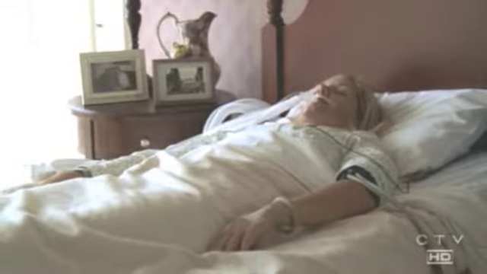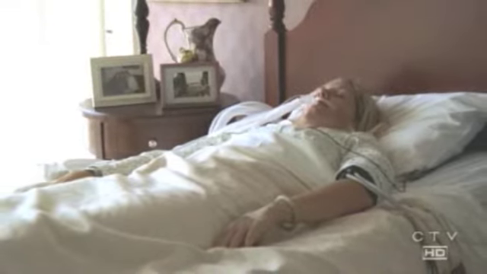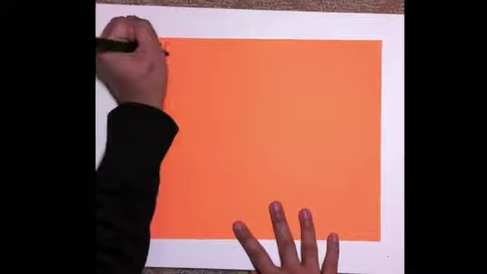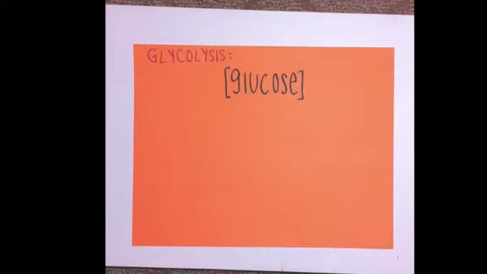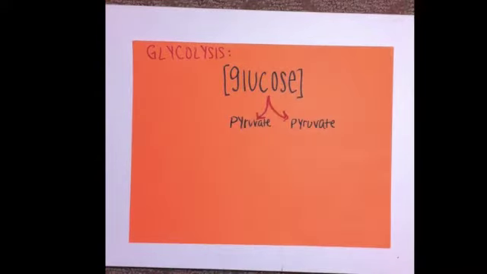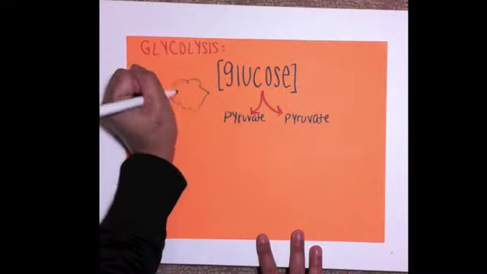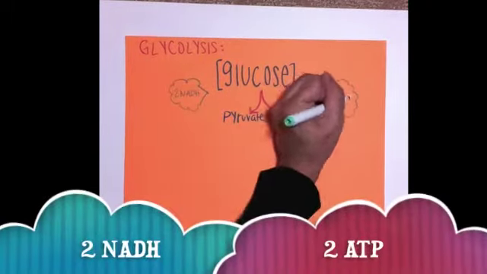Let's look at the process of respiration to better understand how Miss Terry died. The first part of respiration is glycolysis. In this process, a glucose molecule is broken down into two pyruvates. During this breakdown, 2 NADH electron carriers and 2 ATPs are released.